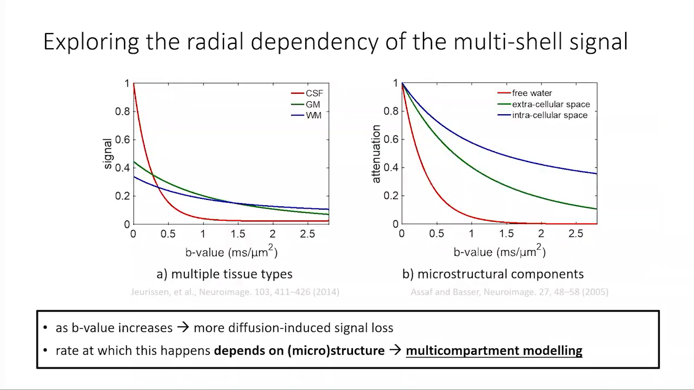And what's interesting is that the rate at which this happens depends strongly on the tissue type or the underlying microstructure. And because each tissue type or each underlying microstructure has its own characteristic decay curve, we can use this to tease apart multiple compartments. So that's why multi-shell is really the go-to sequence for multi-compartment modeling.